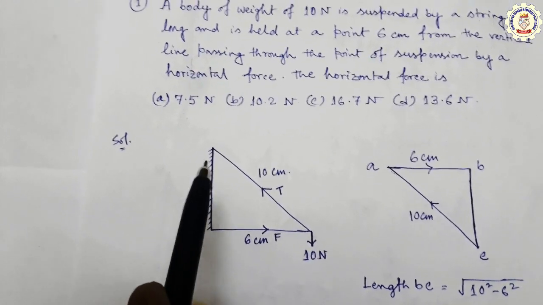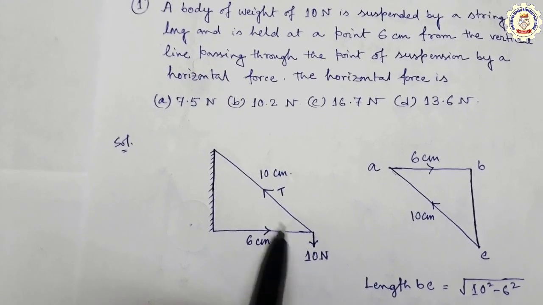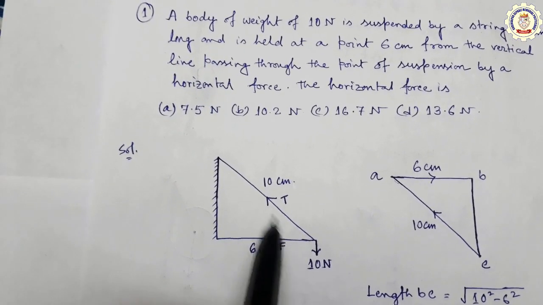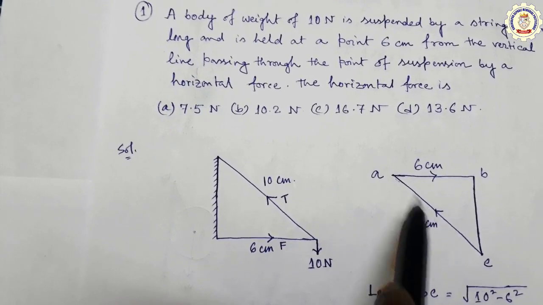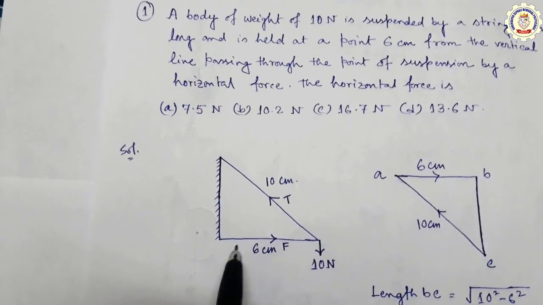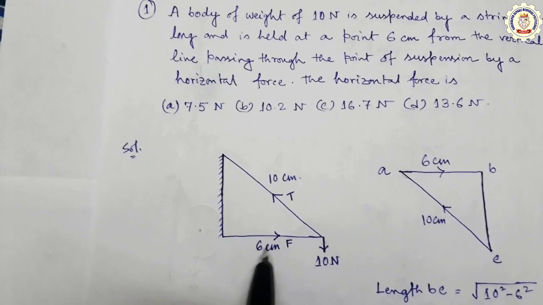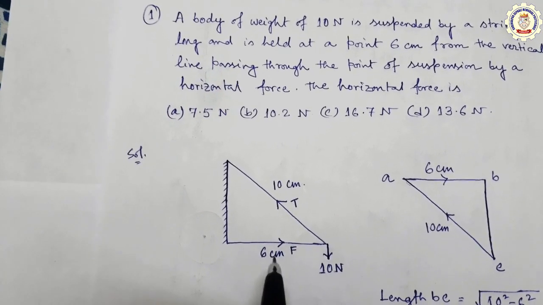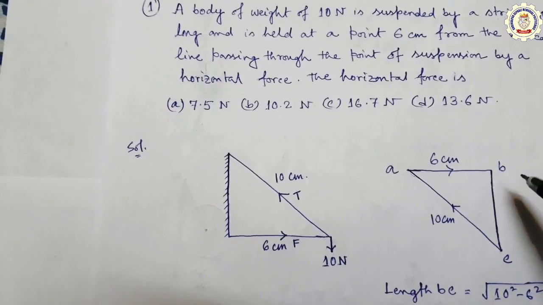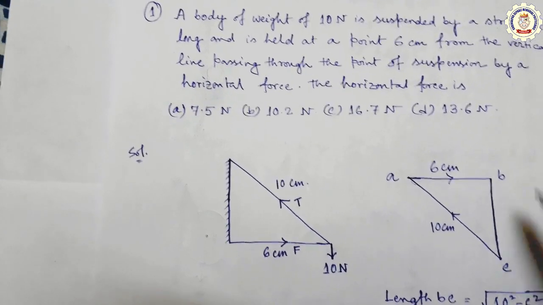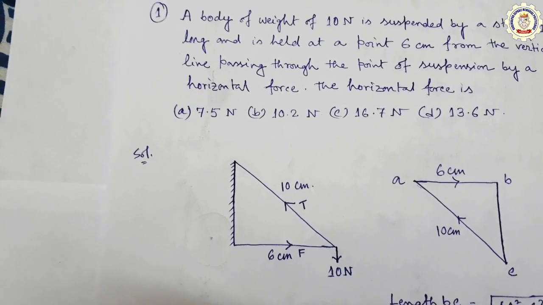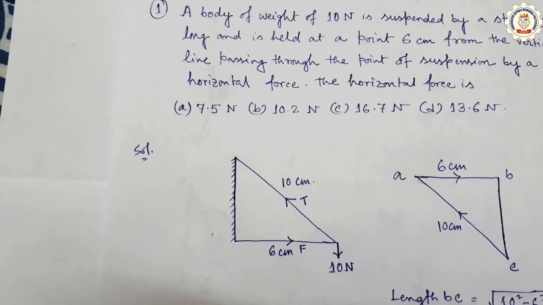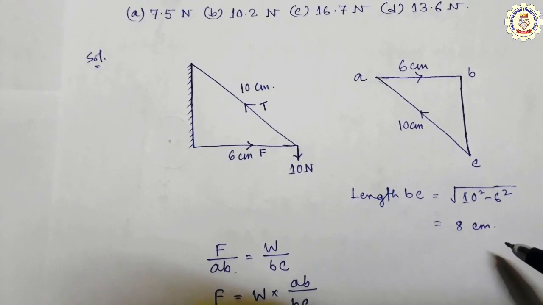Okay, so let's assume the tension of the string is T and the length of the string is 10 centimeter, that is the string, and the 6 centimeter difference from the vertical line, that is the 6 centimeter. And so the value of BC, with the help of Pythagoras law, length BC equals root over 10 square minus 6 square, that is 8 centimeter.